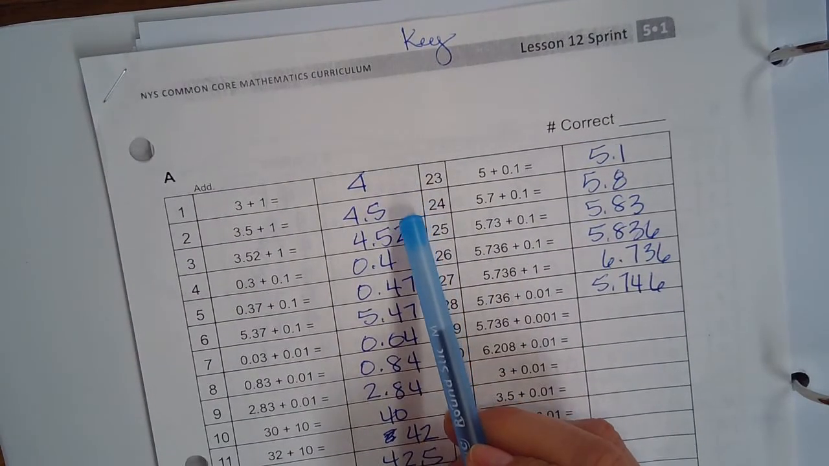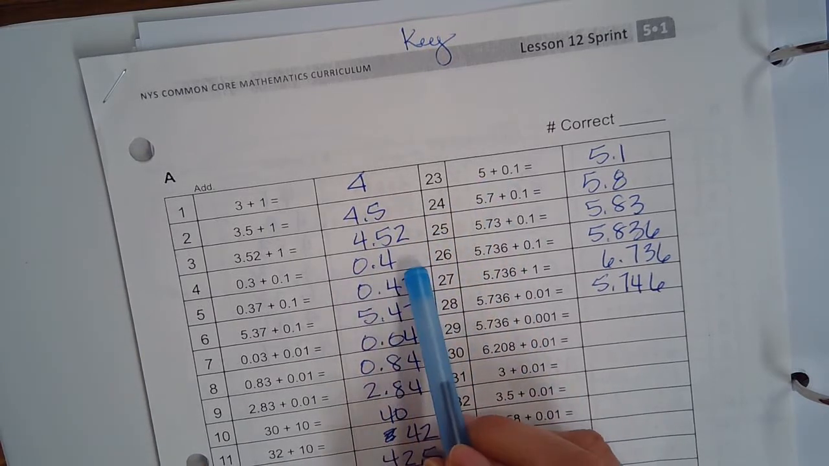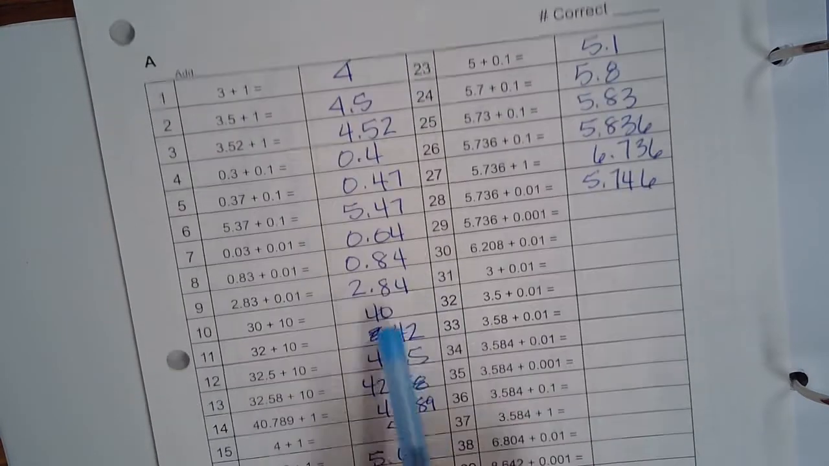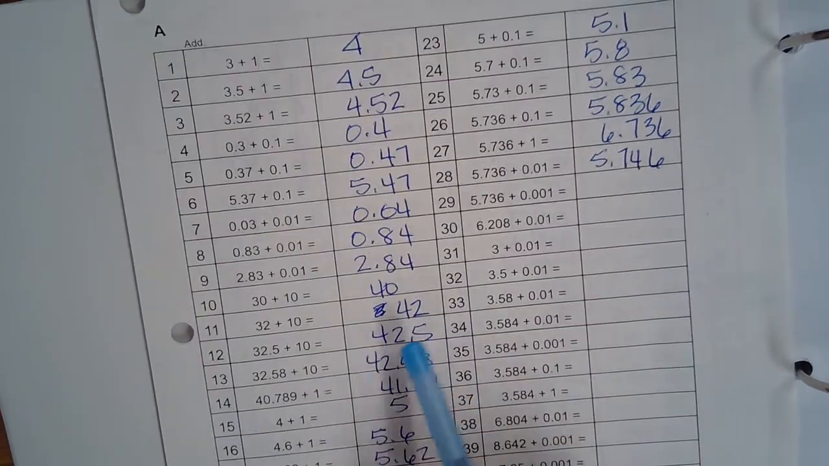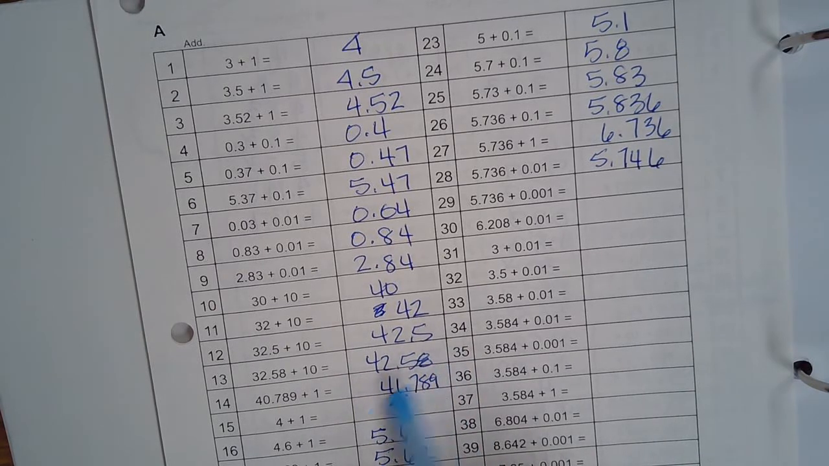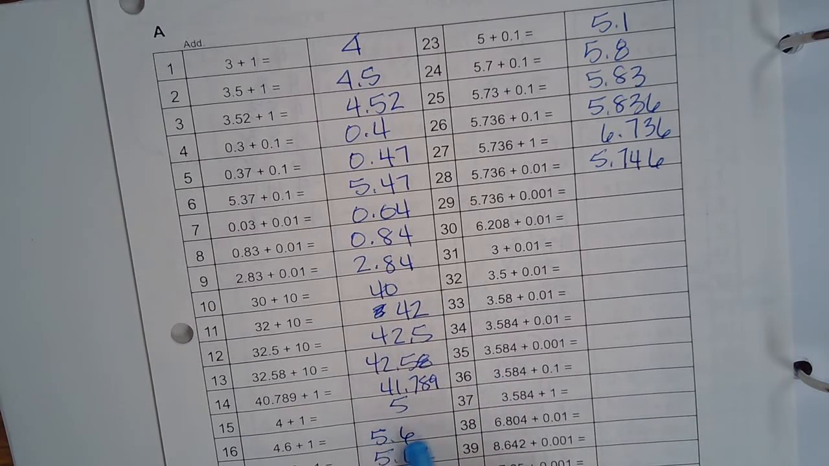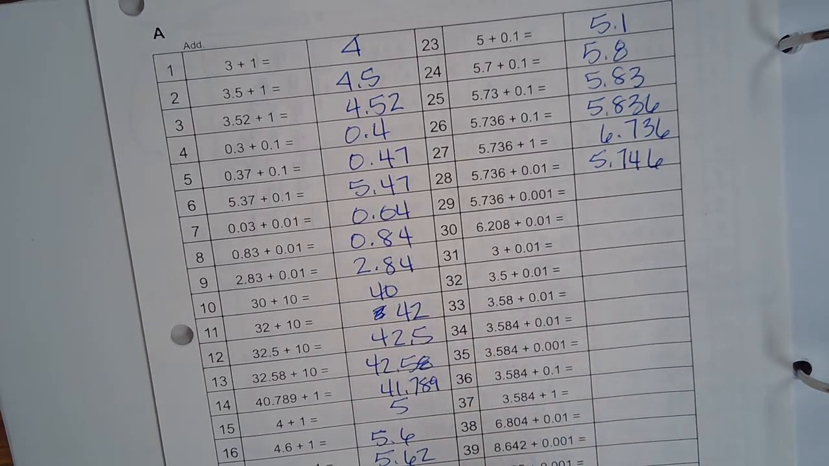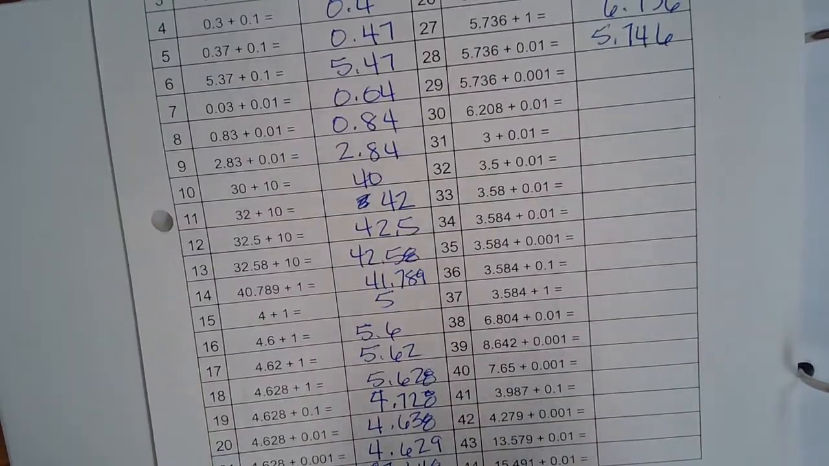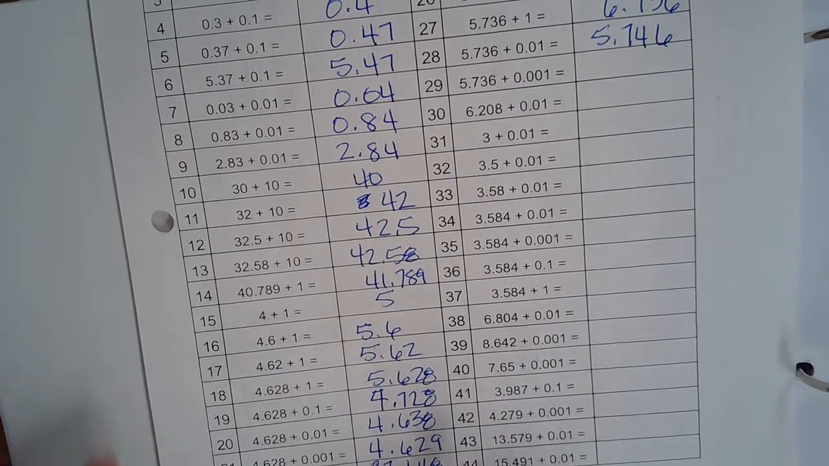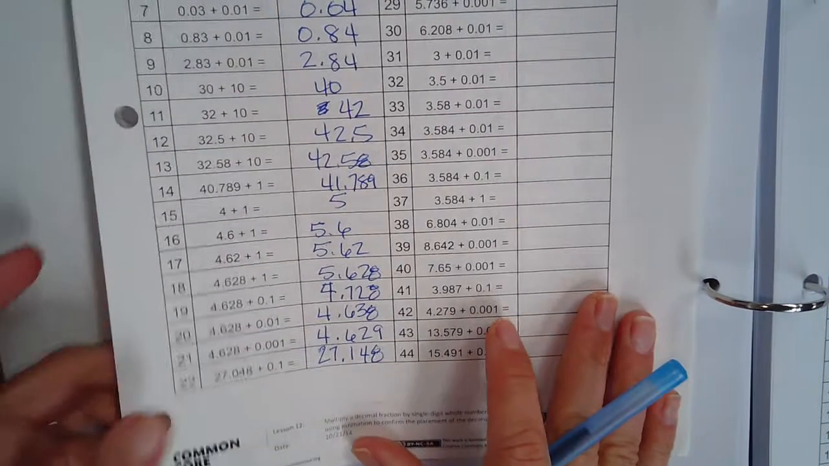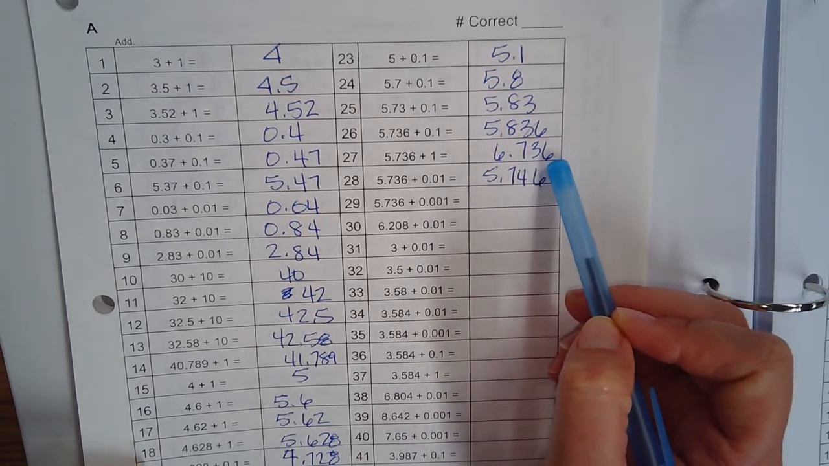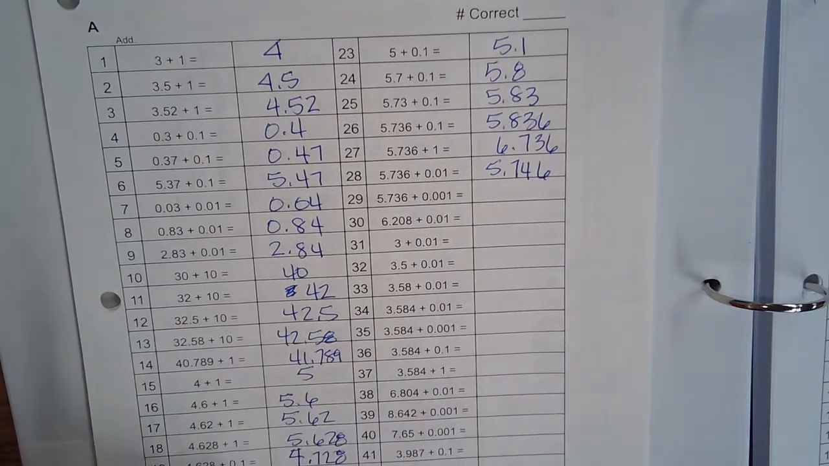All right, 4, 4.5, 4.52, 0.4, 0.47, 5.47, 0.04, 0.84, 2.84, 40, 42, 42.5, 42.58, 41.789, 5, 5.6, 5.62, 5.628, 4.728, 4.638, 4.629, 27.148, 5.1, 5.8, 5.83, 5.836, 6.736, 5.746. Anybody get farther than me?